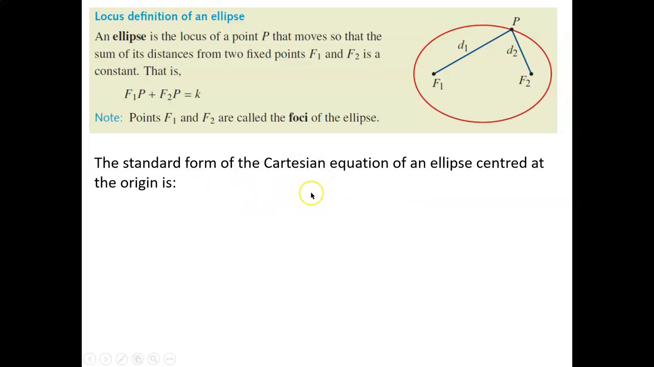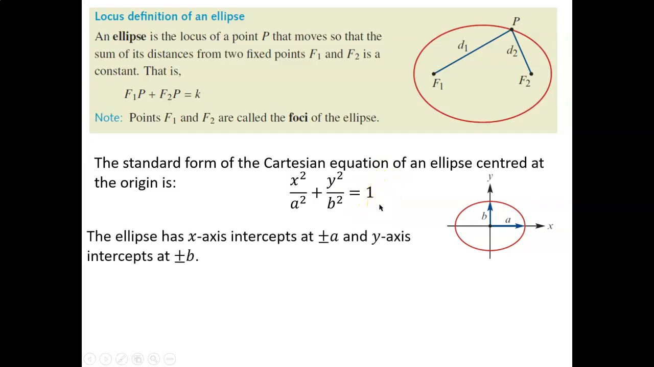The standard form of the Cartesian equation of an ellipse that's centered at the origin is like this, where a is the radius in the horizontal direction and b in the vertical direction. And obviously, unlike the radius of a circle, this does not remain constant. If a were to rotate, this length would change. And we always have them equal to 1. This ellipse here has x-axis intercepts at positive a and negative a, and y-axis intercepts at positive b and negative b.